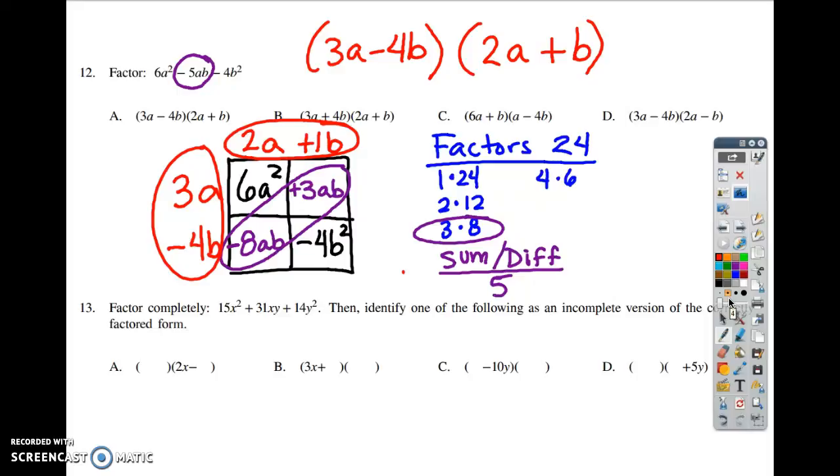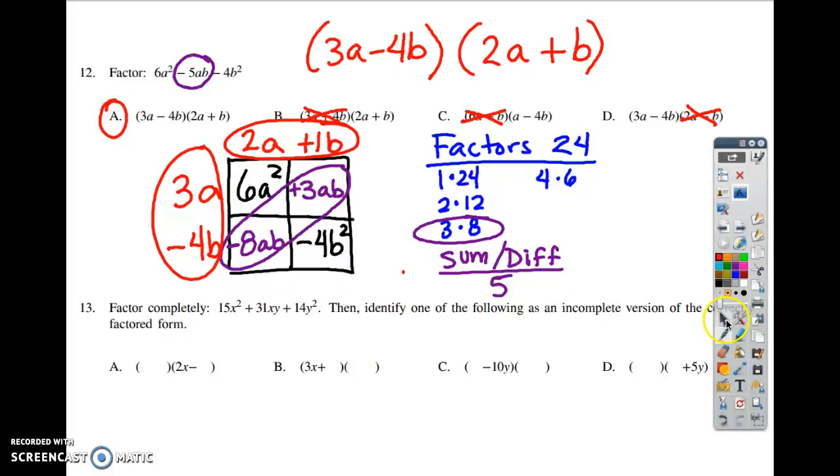So it cannot be b because it says plus. It cannot be c because I don't know where they got the 6 from. Remember we said that 6 doesn't work. And it cannot be d because it says minus, 2a minus b. So the answer has to be A.